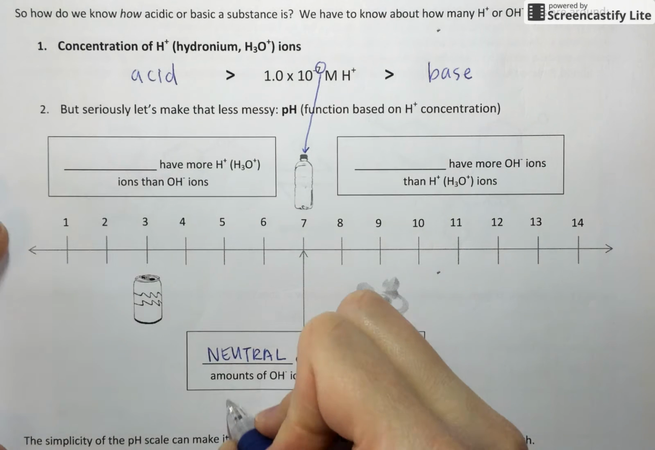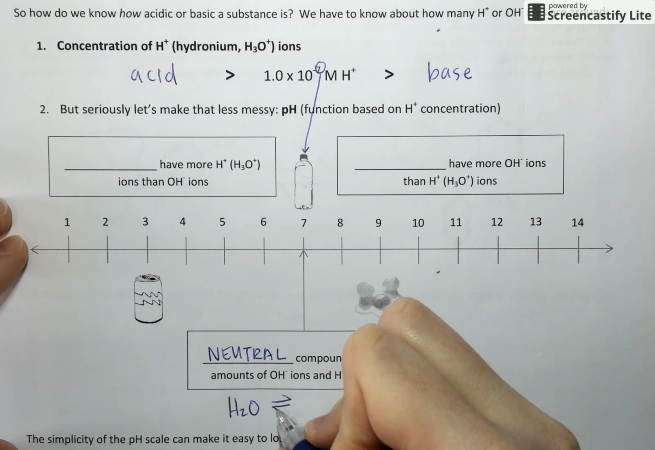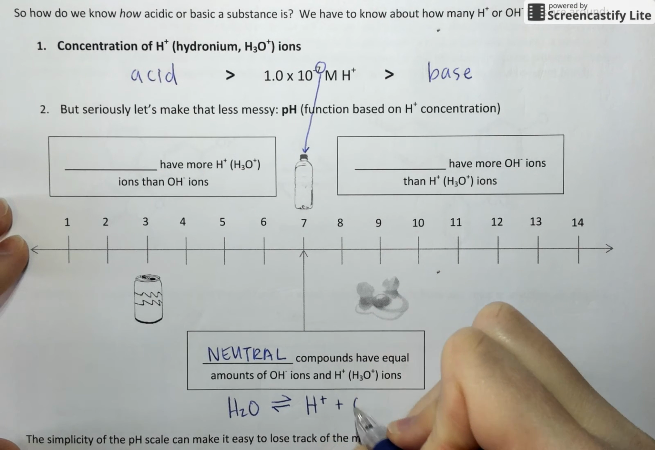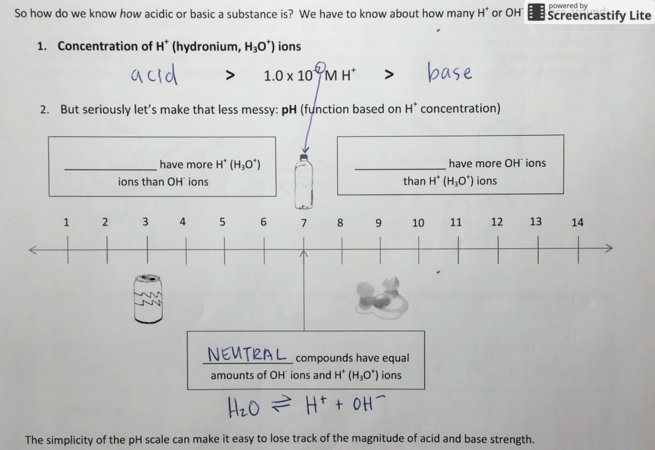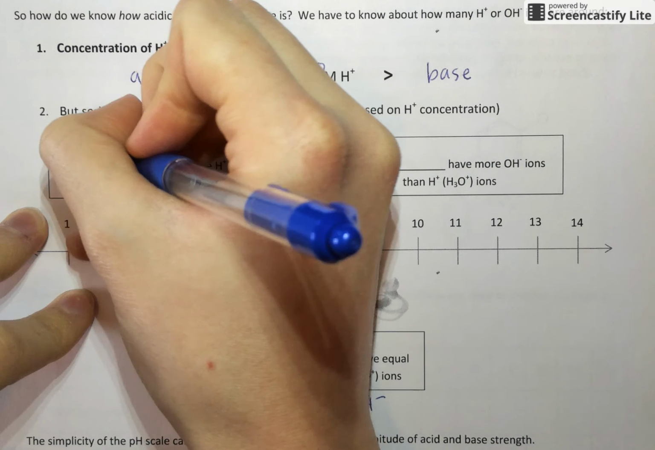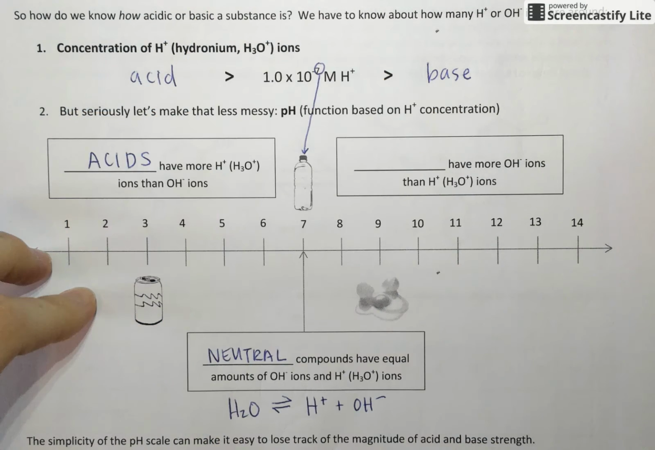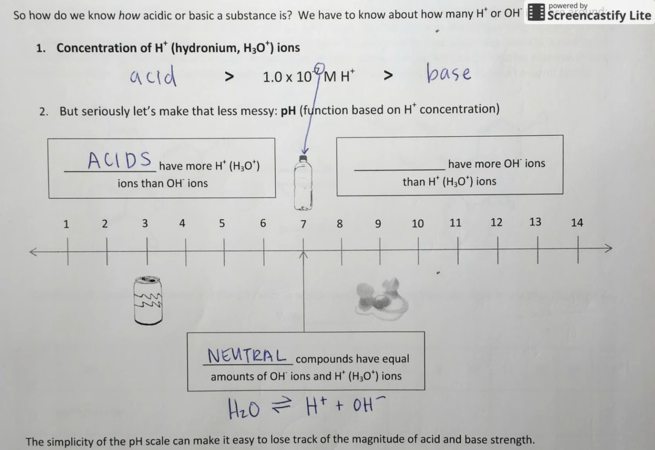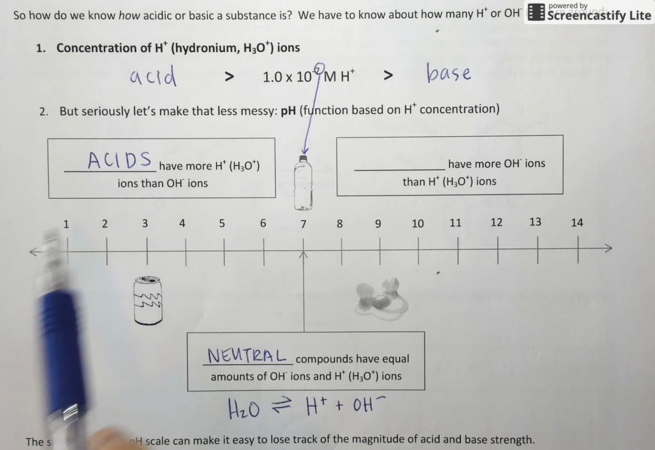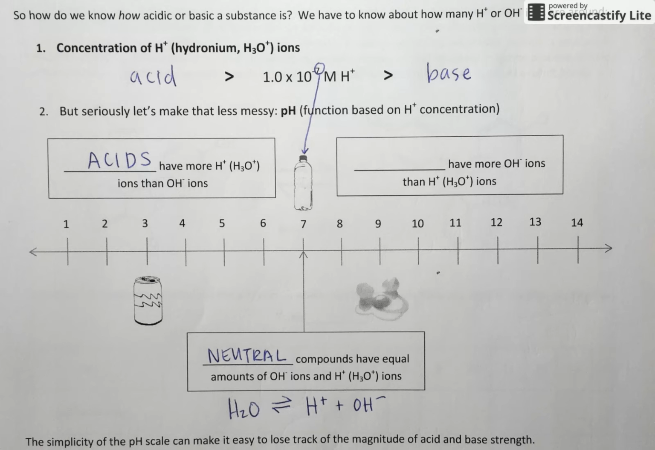The way we can justify that is that in a reversible reaction, H2O can break apart into H+ and OH-, so we must have the same amount of H+ and OH- in our solution when it is neutral. If we start leaning one way or the other, increasing the amount of H+, then we must be making our substance more acidic. So acids have more H+ than OH-. We slowly increase H+, and the amount of OH- decreases as we move down the scale. So the lower the number, the more acidic your substance is.